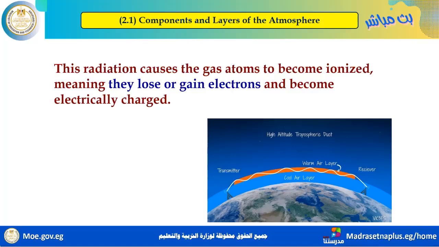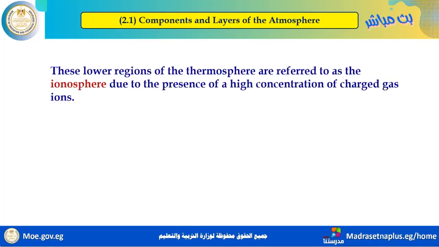Like this photo, we will see it in the next, and it's important for communication. Next, the lower regions of the thermosphere are referred to as the ionosphere. Why? This is a question. Due to the presence of a high concentration of charged gaseous ions.